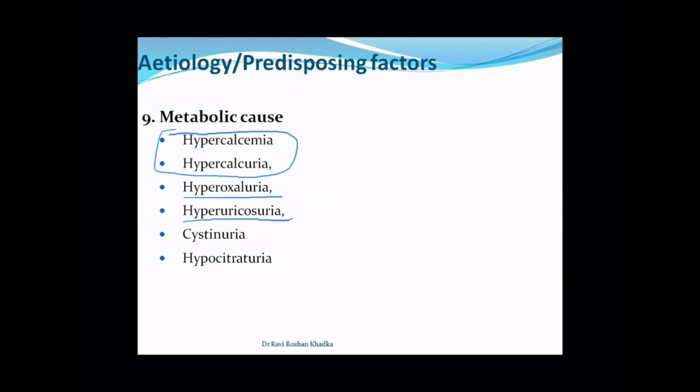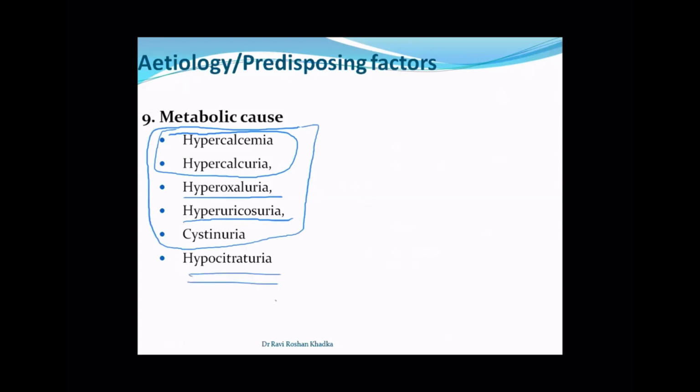Cystinuria is a purely genetic abnormality. It's not a common disease, where there's an excess of cysteine in the urine. See, in all these situations, you have seen an excess in urine. But in one situation here, hypo means less. So hypocitraturia is a condition where there is a lack of citrate in urine.